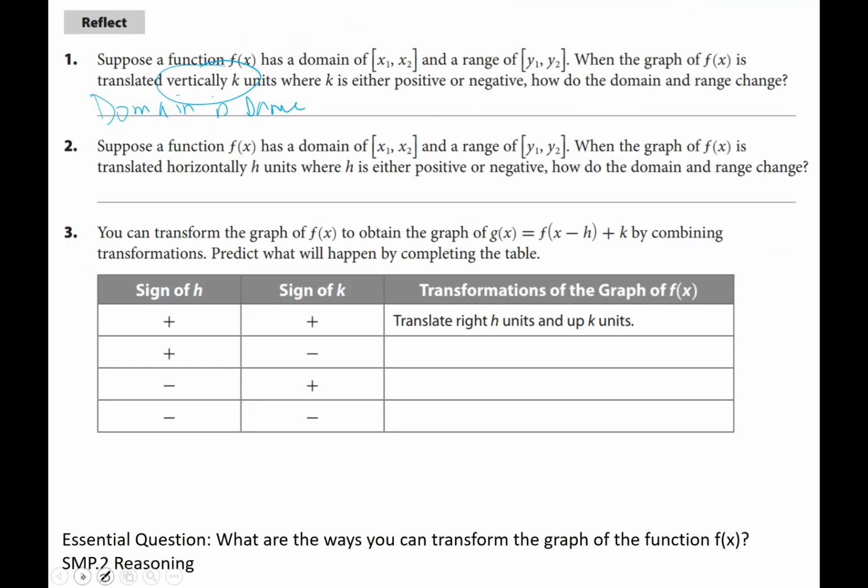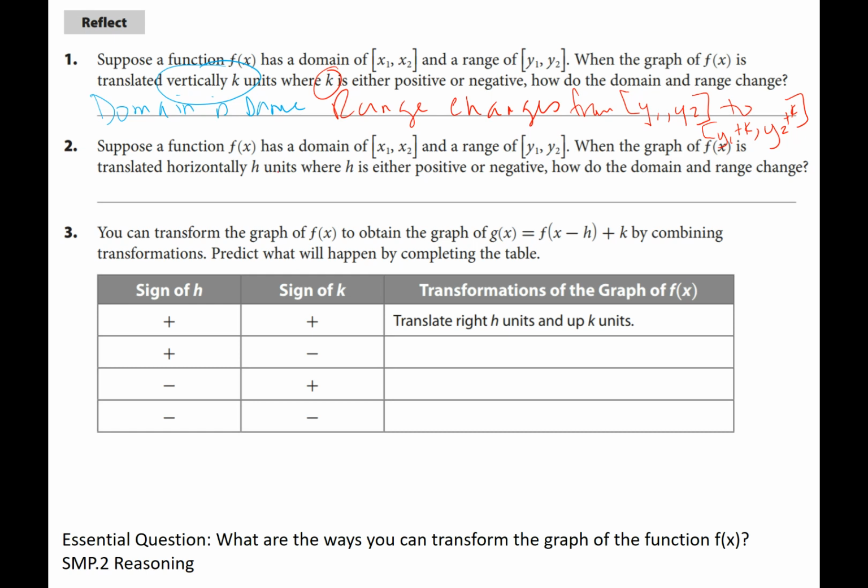So let's write that down. So the range changes. And I'm going to show you the fancy math way to write this. So it changes from what we had, the y sub 1, y sub 2. And basically what we did was we added the k to it, right? So the fancy math way to write it would be y sub 1 plus k, comma, y sub 2 plus k. So basically that's saying that it moved it up k units. You could write that down as well.